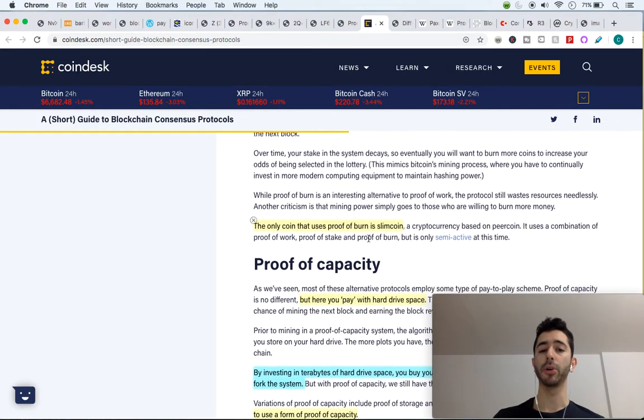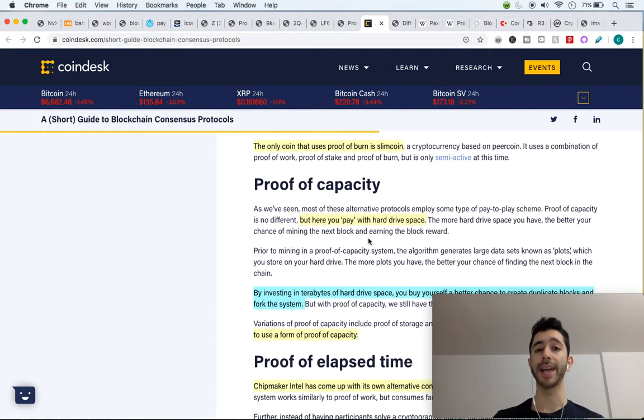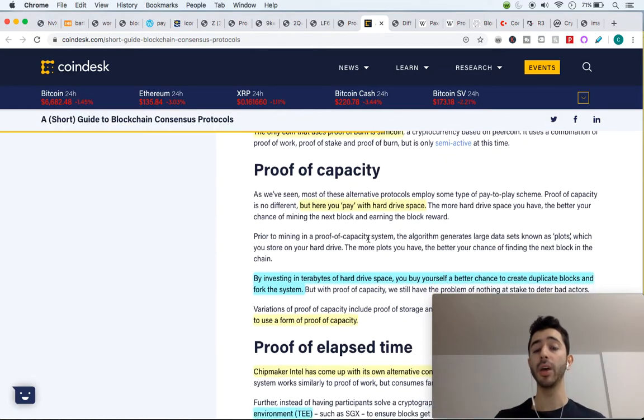Another Nakamoto protocol is proof of capacity. And as we mentioned, there is always a resource. So the resource in proof of capacity is hard drive space. And these are terabytes of hard drive space, so it's very expensive as well. It costs money to buy this hard drive space. And again, if you don't play fairly and you try to ruin the network, you're never going to add the next block. You're not going to receive a reward. So you're just going to lose out.